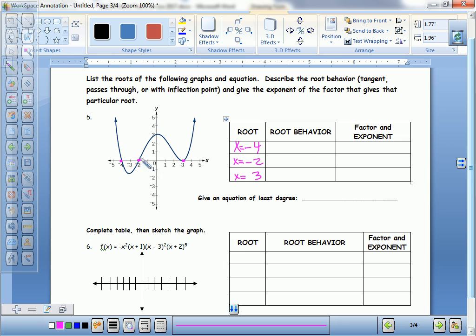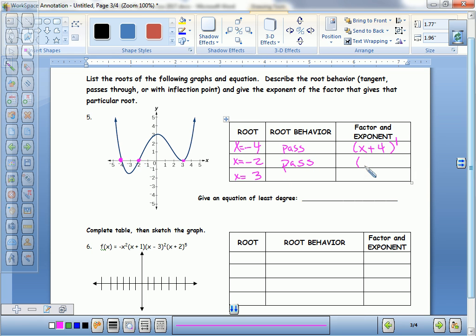Alright, root behavior. What is it doing right here at -4? Is it passing, tangent, or passing with inflection? It is just passing. Okay, so what is my factor? If this is -4, this is positive. And what is the exponent? Understood, 1.